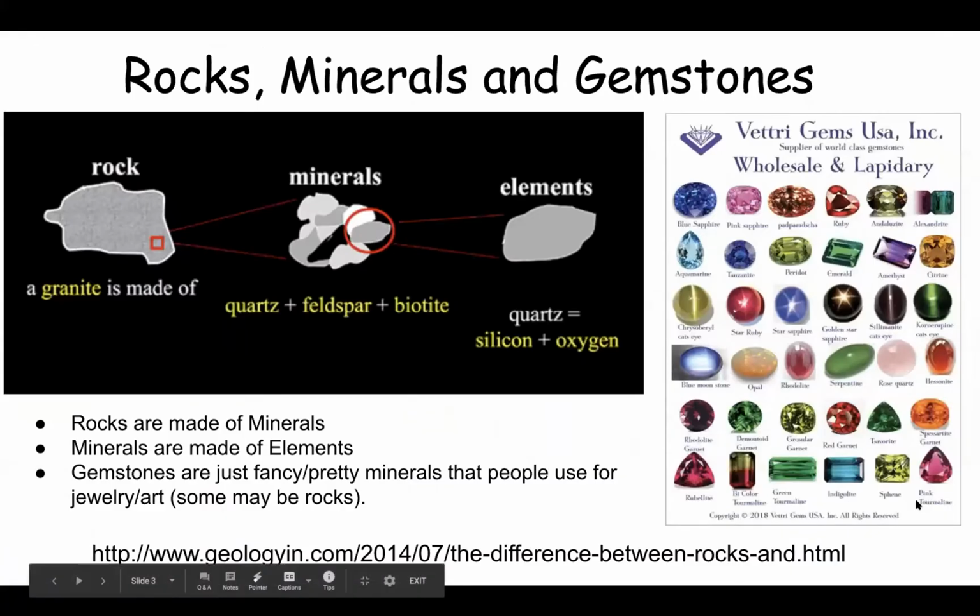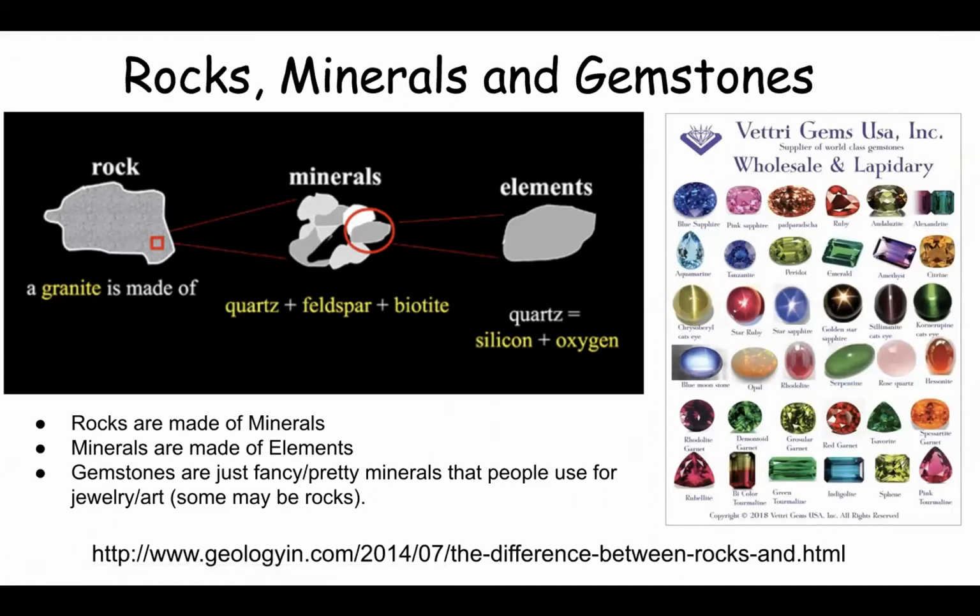And then you might have heard me use the words rocks, minerals, and gemstones. So rocks are made out of minerals. Think of when you eat a cake. That cake is made out of different ingredients like milk, butter, and eggs. So just like that cake, rocks are made out of different stuff too.